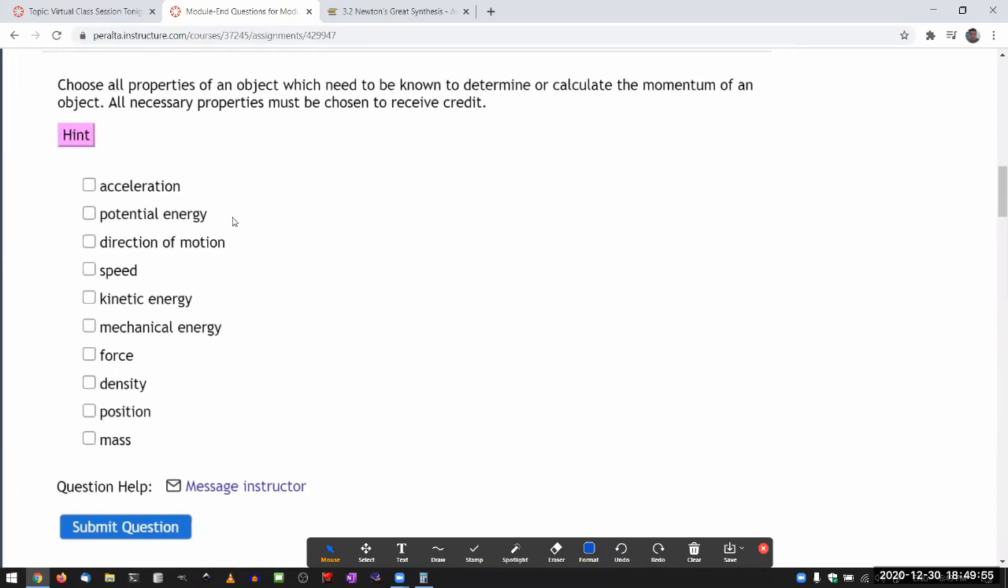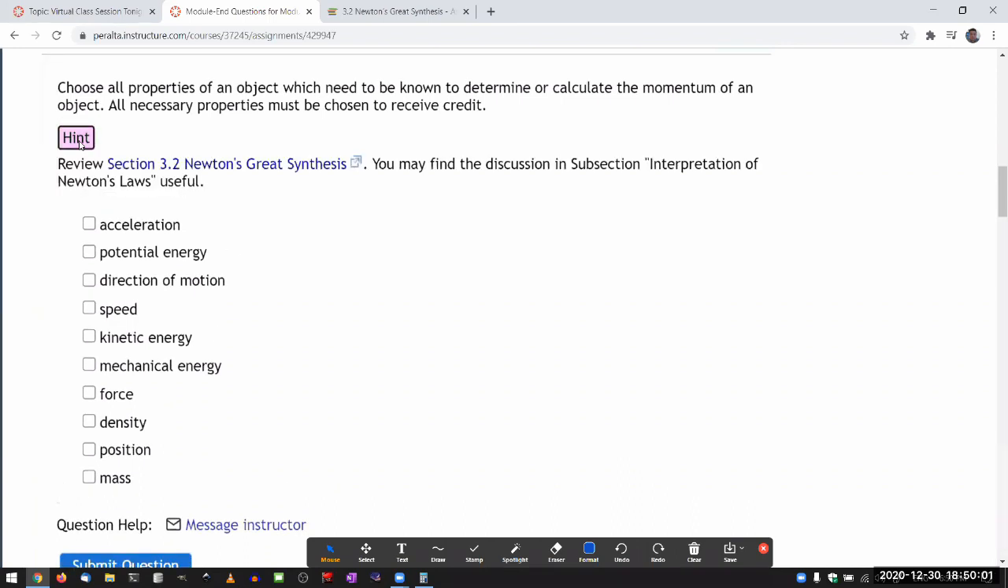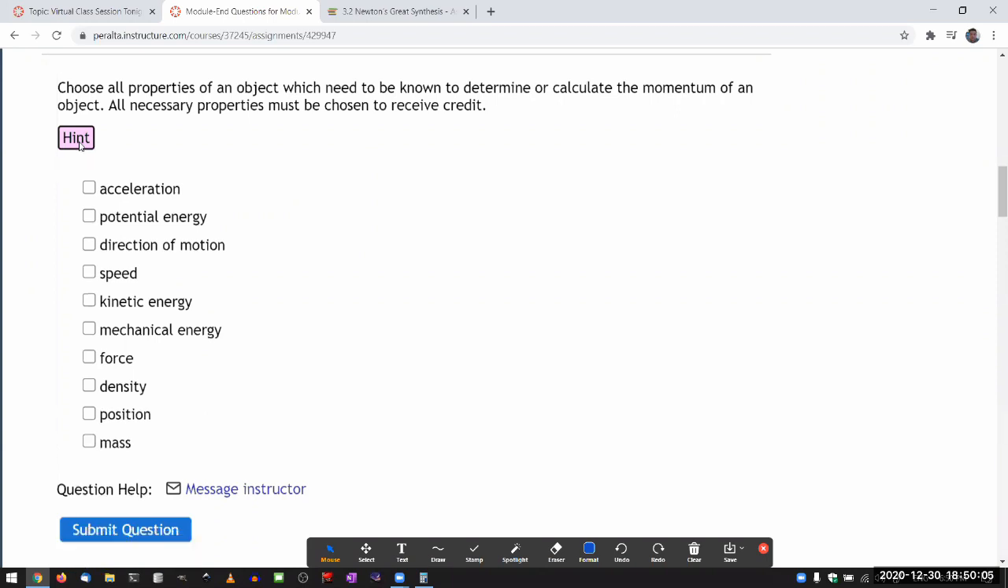Choose all properties of an object which need to be known to determine or calculate the momentum of an object. I mean, I can give you the answer, but I'm looking at the time. Well, I'll give you the answer. So you do need a direction of motion, because momentum includes the direction.